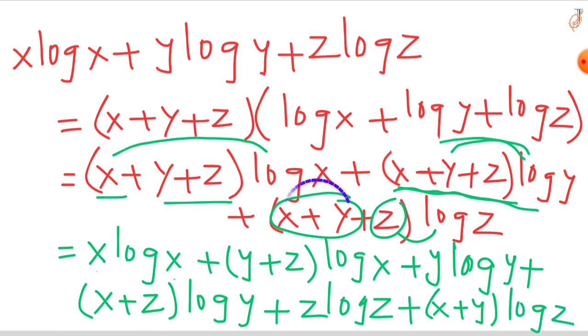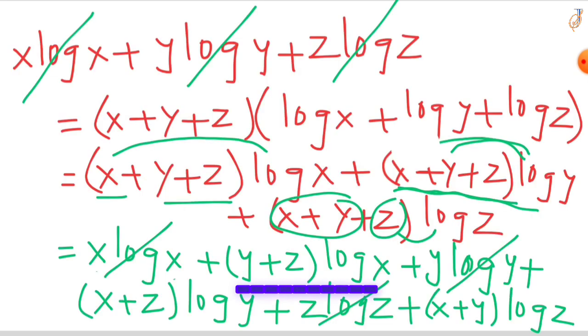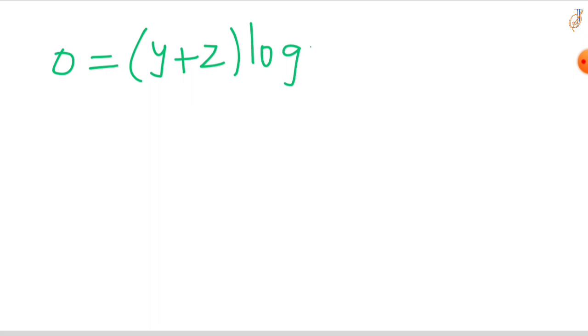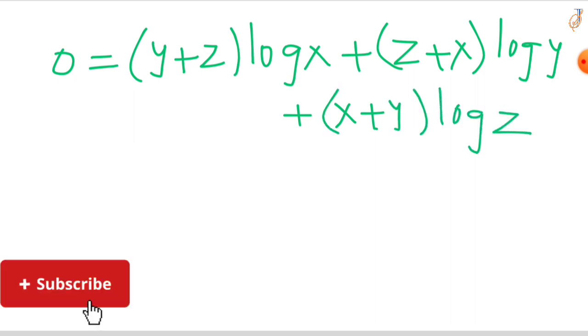z. Rearrange the terms to group the common factors. Notice that x log x cancels out, y log y cancels out, z log z cancels out. So the left hand side becomes 0, that is equal to the right hand side, which becomes y plus z log x plus z plus x log y plus x plus y log z. So the left hand side instead of 0 we can write it as log 1.